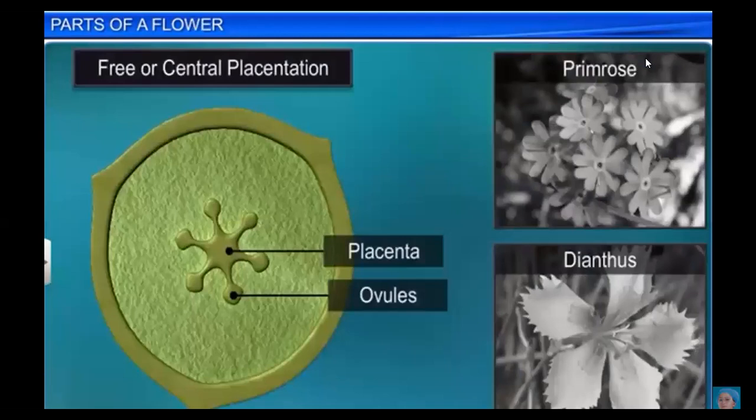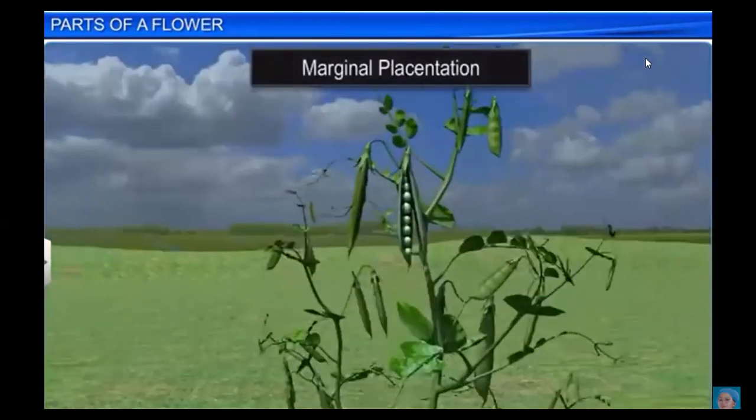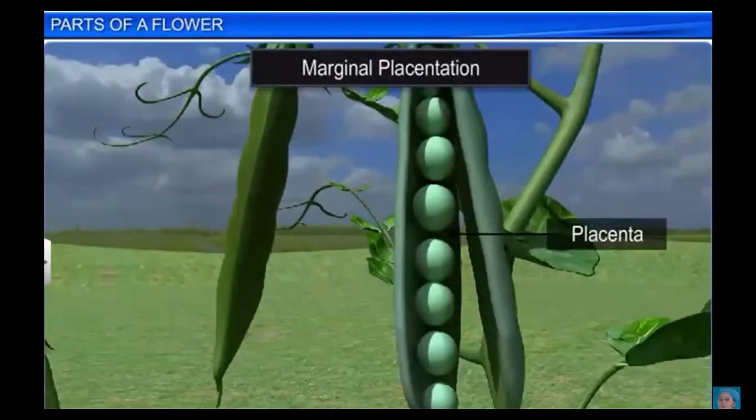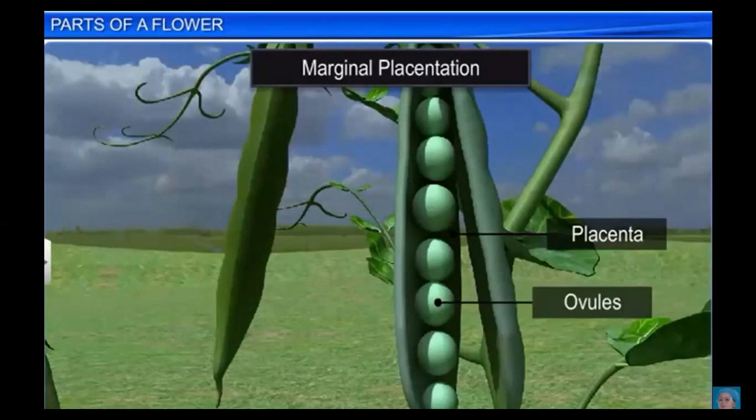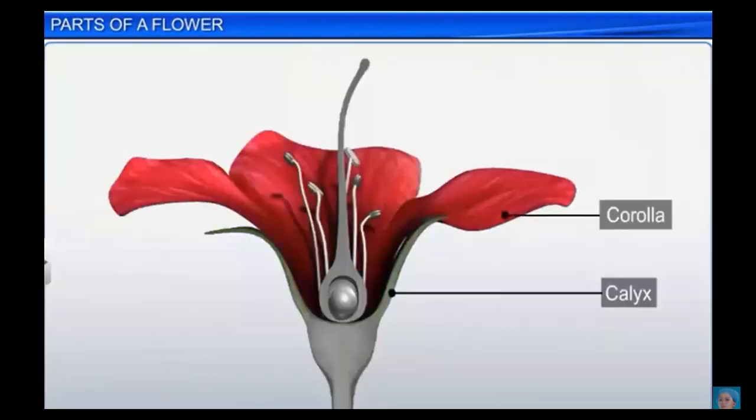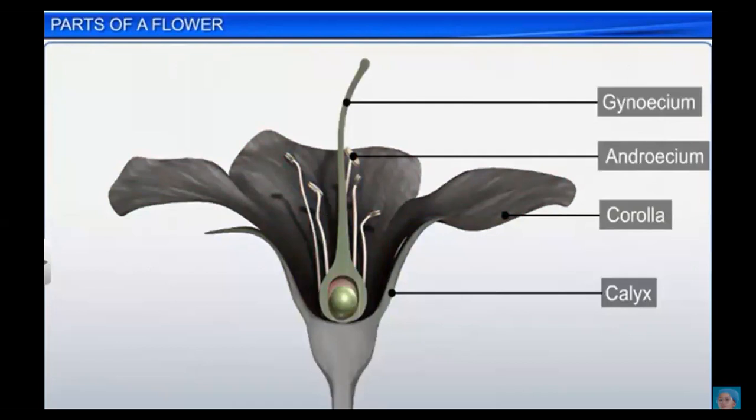In free or central placentation, septa are absent and the ovules develop on the central axis, as seen in primrose and dianthus. Finally, in marginal placentation, along the ventral suture of the ovary, the placenta forms a ridge. The ovules are borne on this ridge in two rows, as seen in the pea plant. The calyx, corolla, androecium, and gynoecium are the four whorls of a flower. The calyx and the corolla are the accessory whorls, while the androecium and the gynoecium are the reproductive organs.